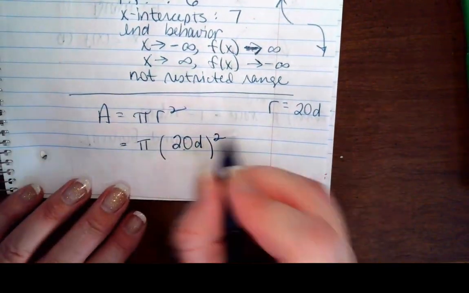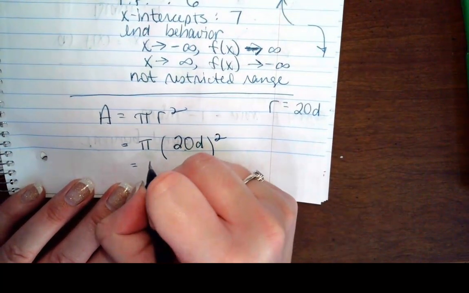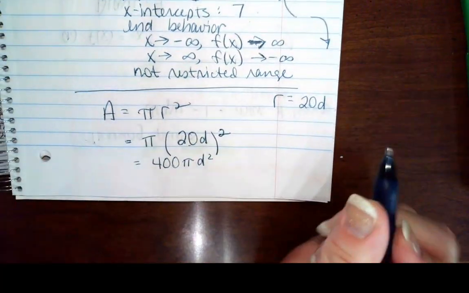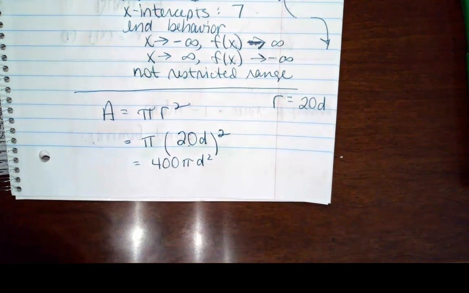Well, now what can I do? I can square both of these. So this becomes 20 times 20, which is 400 pi times d squared, where d is part of your radius, the number of days, and it'll multiply times that. That was a really messed up explanation.